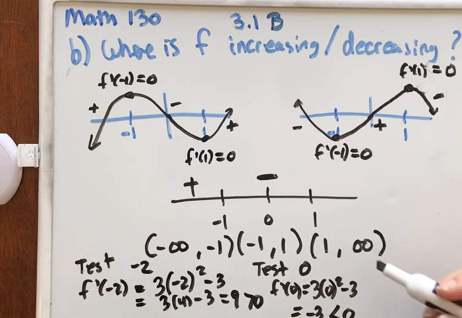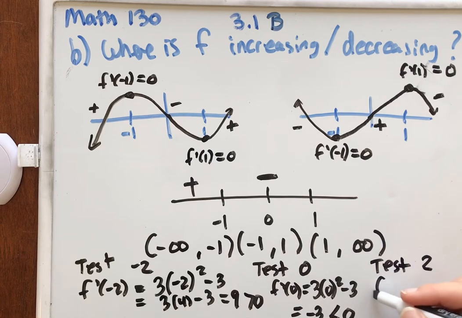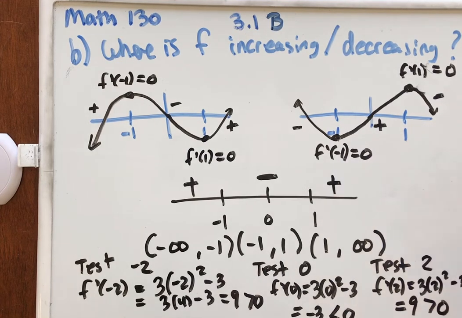Okay. Now for this one, let's just pick 2, because 2 is in between 1 and infinity. So we're going to test x equal to 2. So f prime of 2 is 3 times 2 squared minus 3, which also equals 9, and that's greater than 0. So we're going to put a positive here.